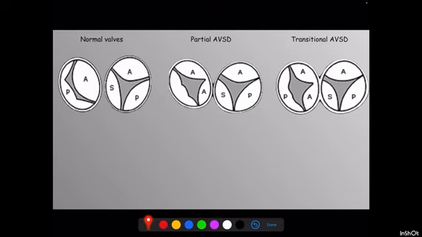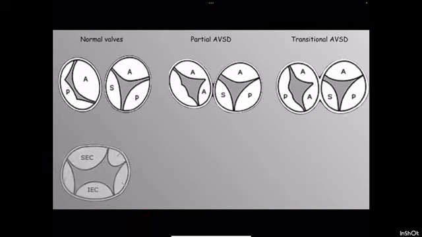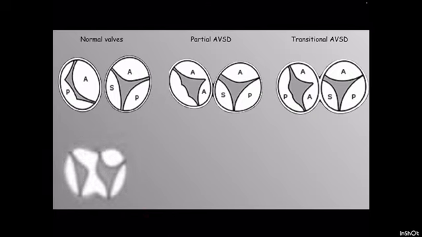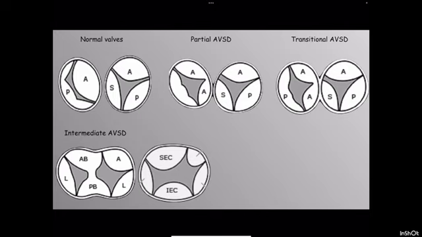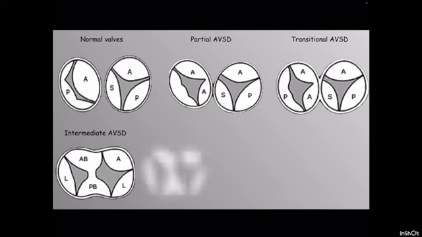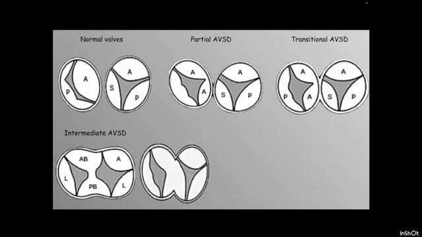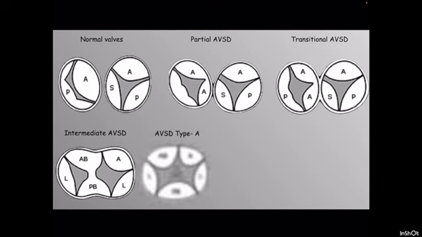The partial and the transitional AVSD will have two separate rings, as you can see here. Not much difference in the anatomy, you have two rings here. Whereas in the intermediate AVSD, you have only one ring. This is the anterior bridging leaflet, this is the posterior bridging leaflet, anterior, lateral.